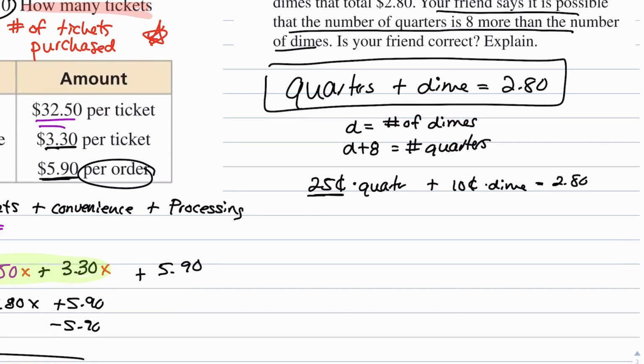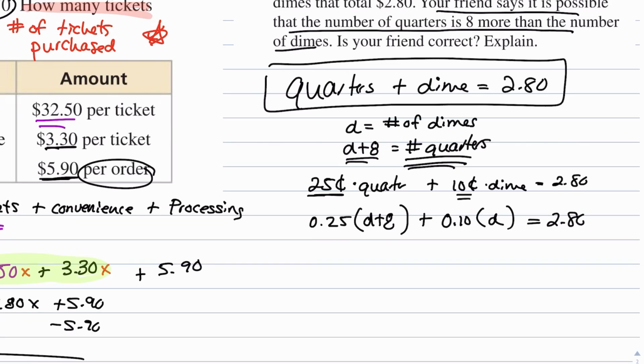So cents is not a number, though. So as a decimal, 25 cents would be $0.25. Now, how many quarters do I have? Well, I don't know. We called that D plus 8, right? We don't know how many quarters we have. We just know it's 8 more than the number of dimes. Now, again, 10 cents is not something we can put into an equation. So what is 10 cents as a number? Well, it's $0.10. And how many dimes do we have? Well, we called that D because we don't know how many dimes. So we distribute here. So we get 0.25D plus 2 plus 0.10D is equal to $2.80.